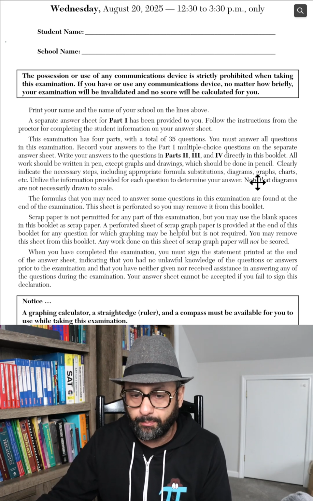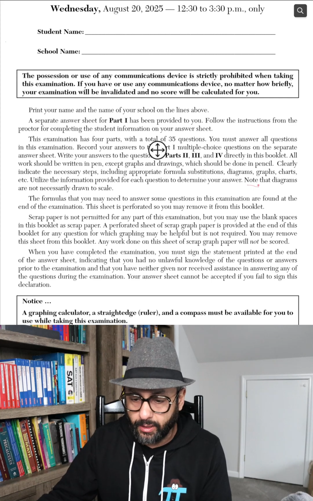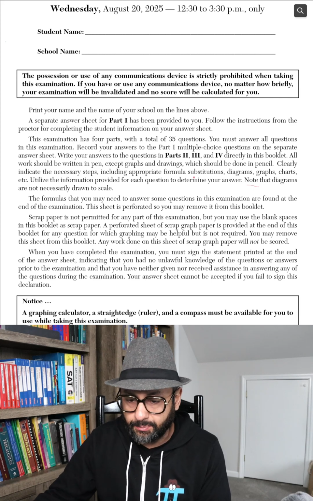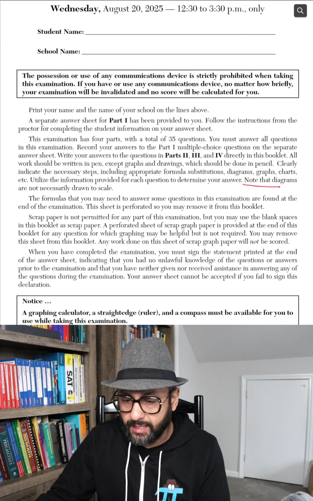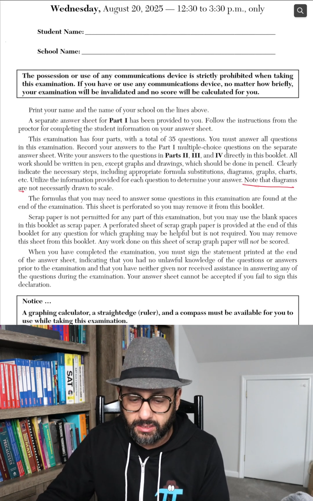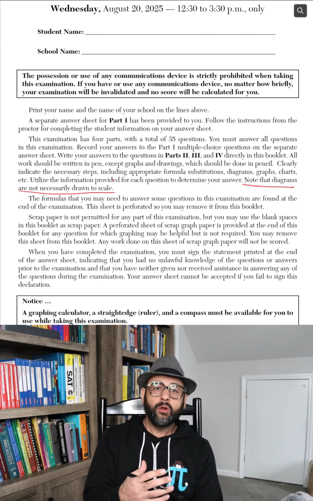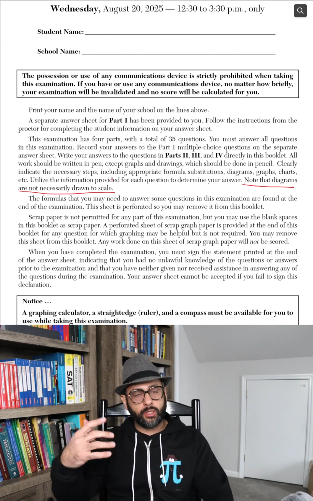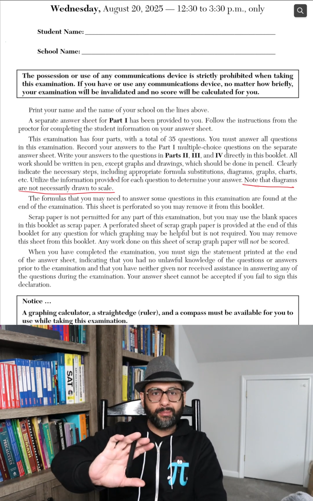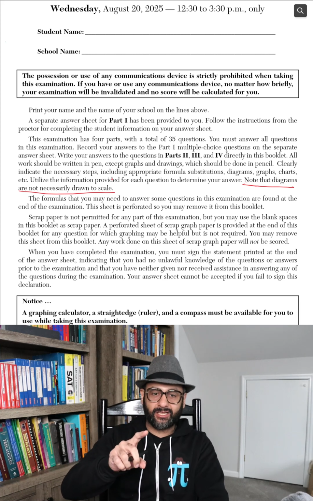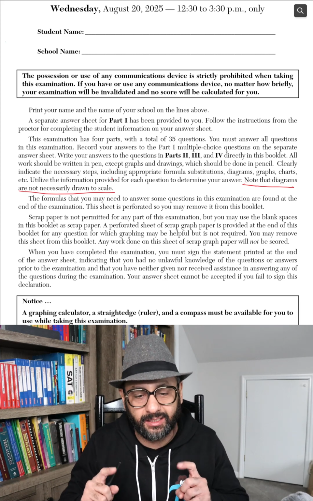But the biggest, most important thing to read on this page is this: "Note that diagrams are not necessarily drawn to scale." A lot of teachers will tell you, well, that means that you can't assume that they're drawn to scale. And I just want to be clear with you. That's technically true. Technically true.